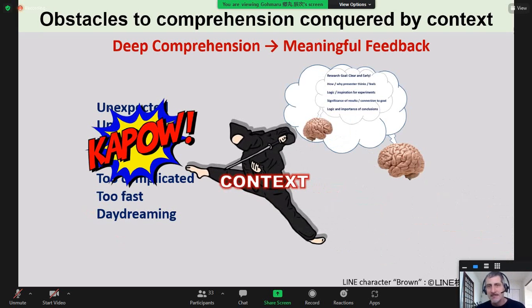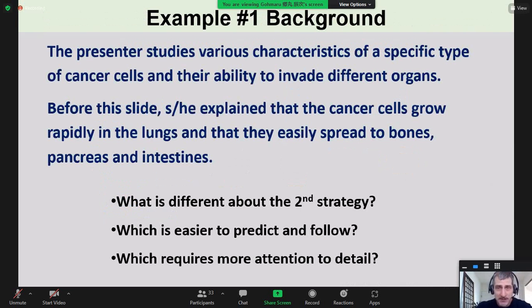So let's immediately go into an example. I would like you to think about the explanation of a slide, two different versions, and focus on what is different about these two versions. I gave you all pre-lecture slides, so I think you already kind of know the answer to these, and that's fine. So for our first one, we have some background information.